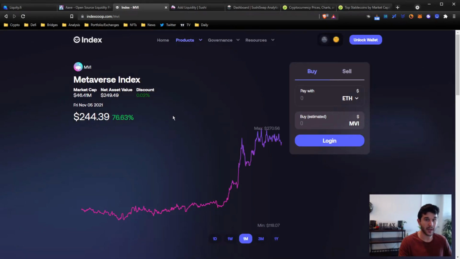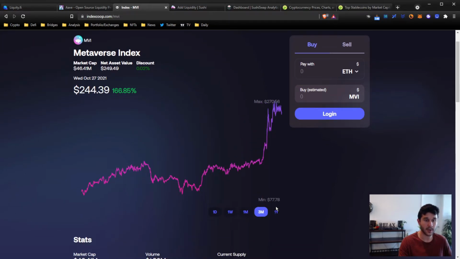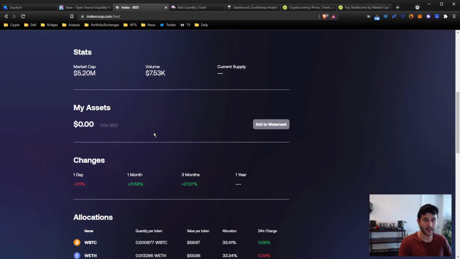They also have a metaverse index. There's a lot of noise around metaverse right now, and there probably will be for quite a while. So this is a super interesting one. You can see how this has performed over the last 3 months. And then they also have some others as well.